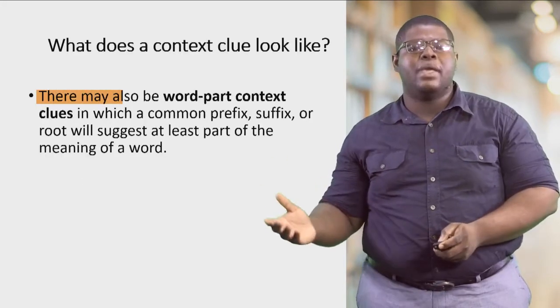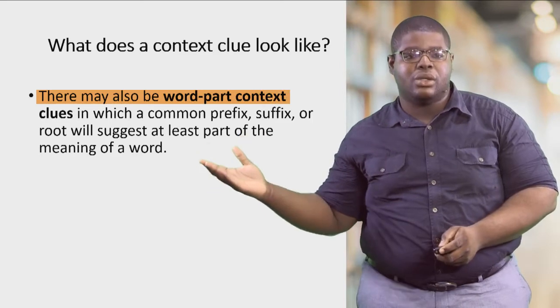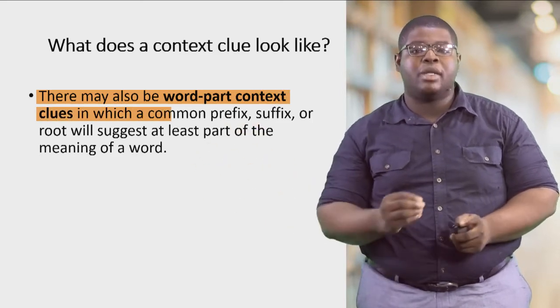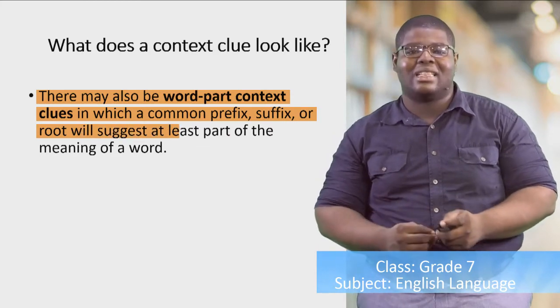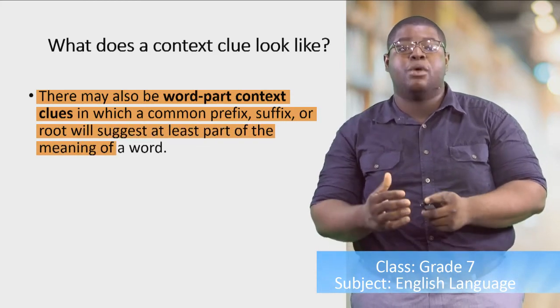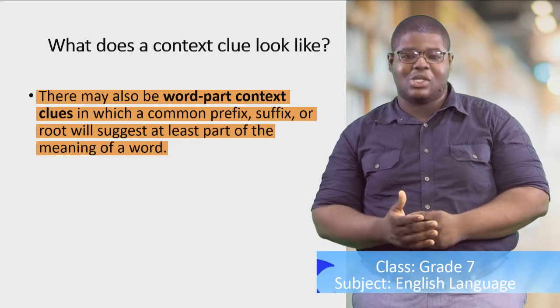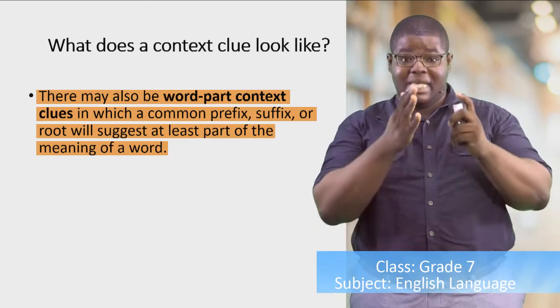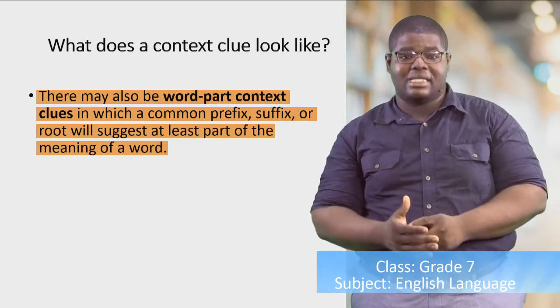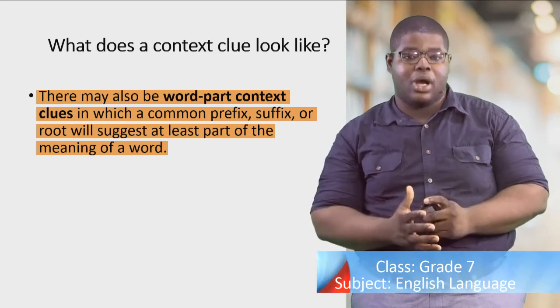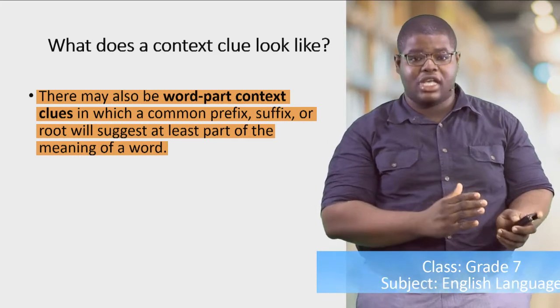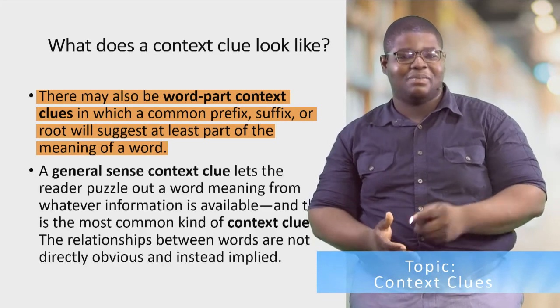There may also be a word part context clue in which a common prefix, suffix, or root will suggest at least part of the meaning of the word. And we know prefix, this is what is added to the beginning of a word. Suffix is added to the end, and root word, that is the base word. That is the word that we have without a prefix or a suffix.